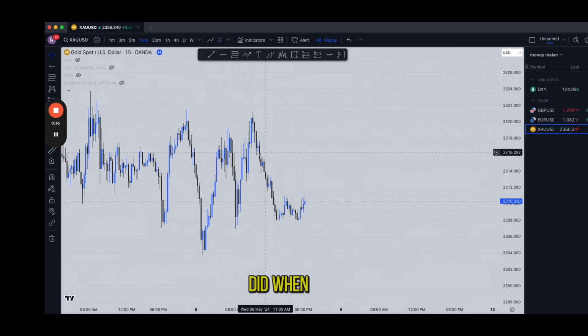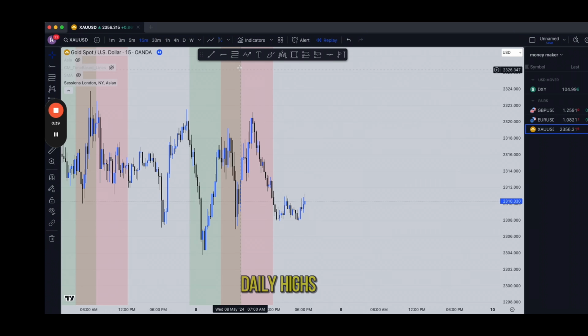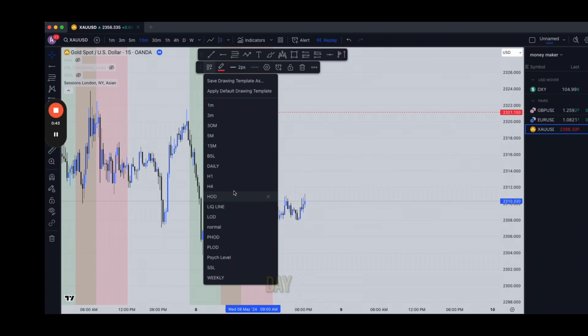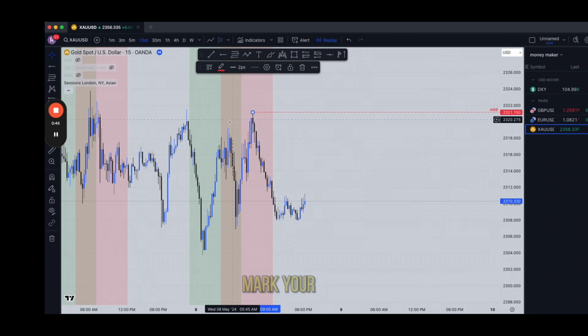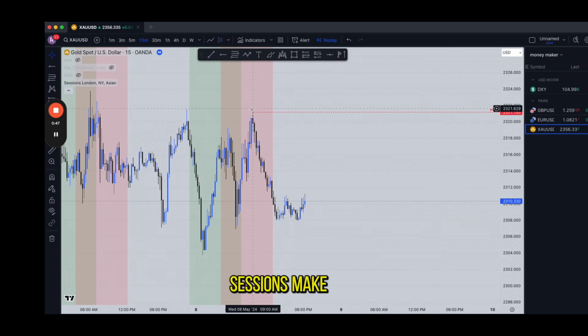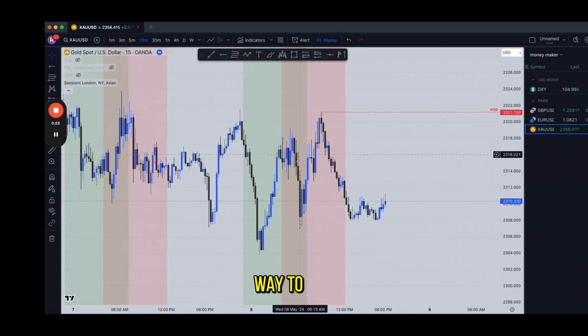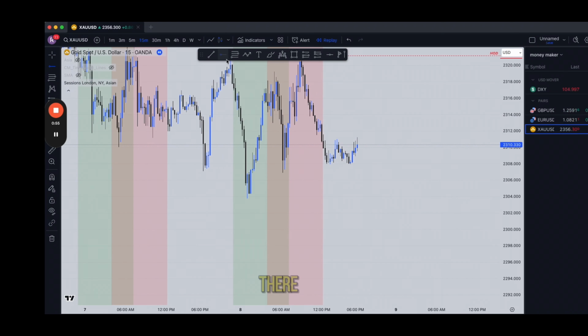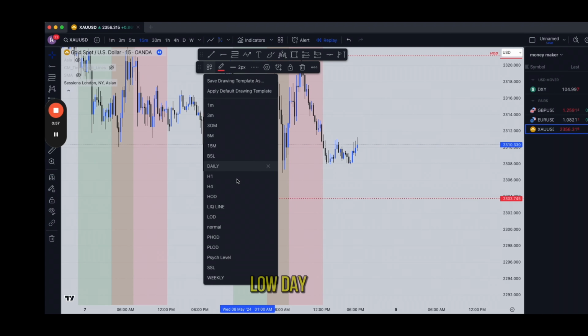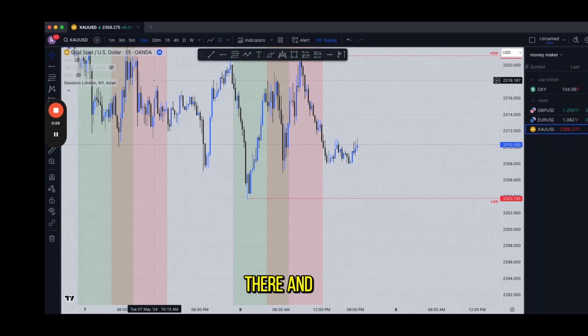The first thing I did when it came to the market was I marked my daily highs and lows. So I came back here, marked my high day. It's important when you mark your highs and lows of your trading sessions that it's in your sessions between Frankfurt all the way to NY. So it's a high day there. That's a low day there. And when you do this, I recommend doing it on the 15 or 5 minute time frame, just so you get a more precise thing.